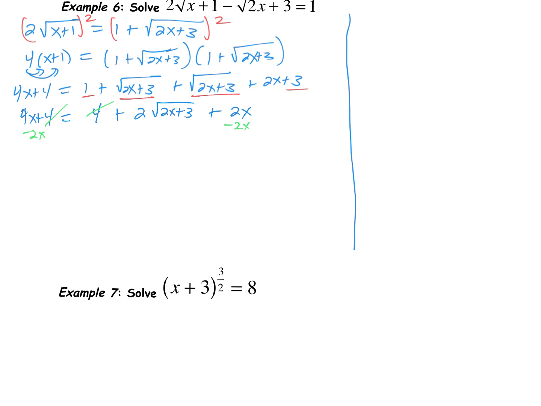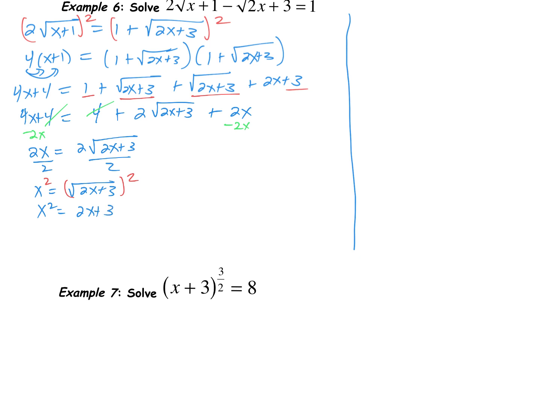That will leave us with 2x on the left side is equal to 2 times the square root of 2x plus 3. Here, we can divide both sides of the equation by 2, so we get x equals the square root of 2x plus 3. To undo that square root on the right side, we can square both sides. So that will leave us with x squared is equal to 2x plus 3.